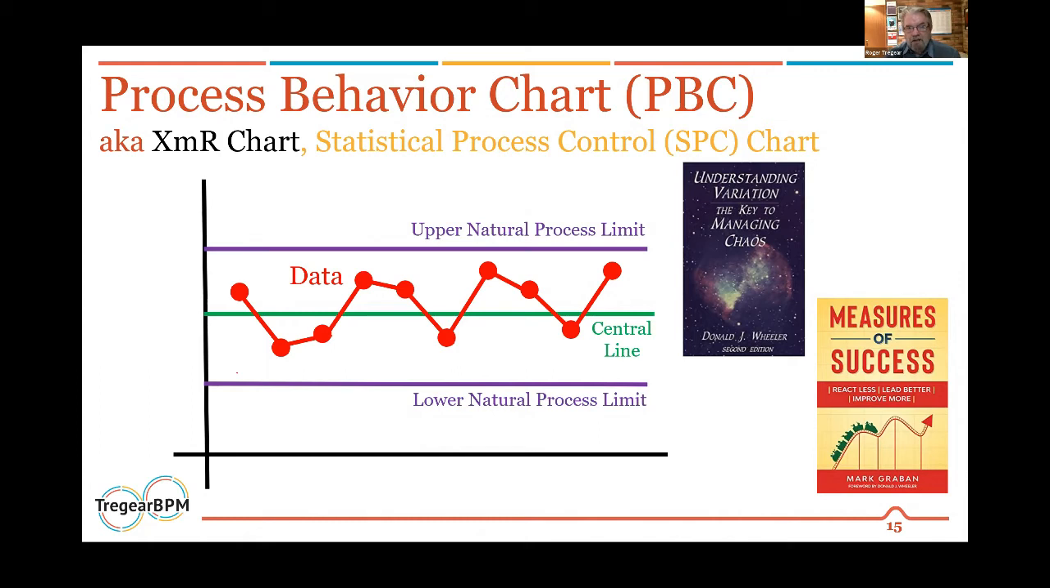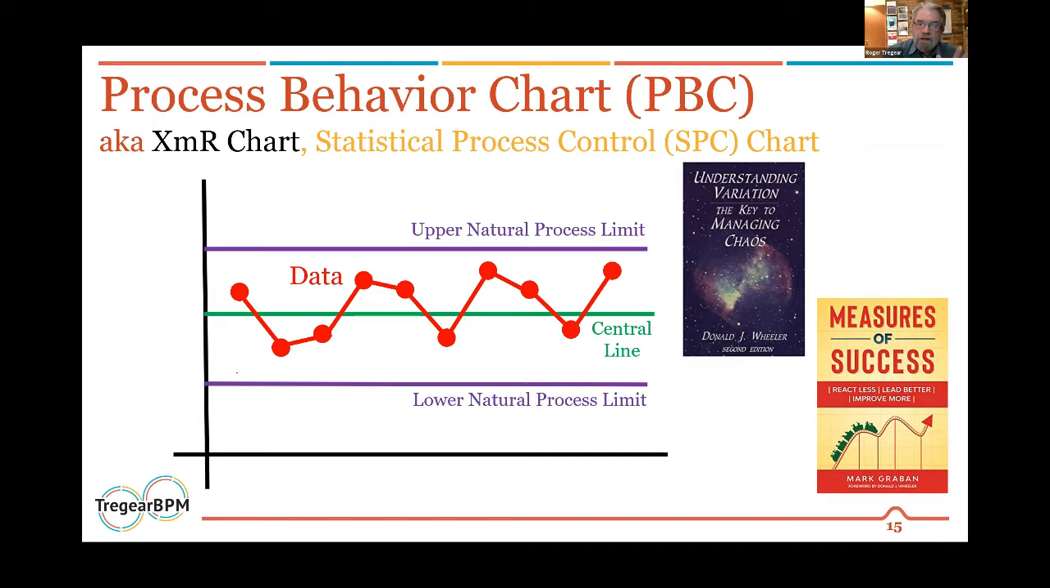So what we've got here in this process behavior chart is the same thing as an XMR chart. They were originally called XMR charts, even by Wheeler. In the second edition of Understanding Variation, Wheeler changed the name to process behavior chart because it's a more meaningful name, with less sense of trying to control the process and more of following and looking for signals.